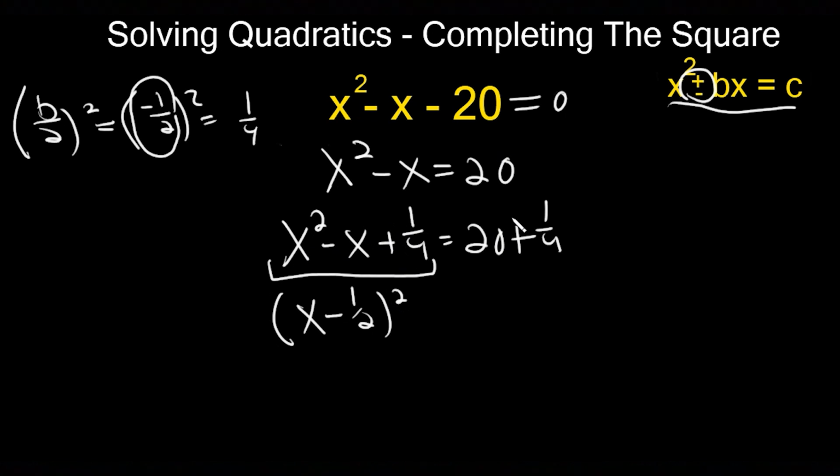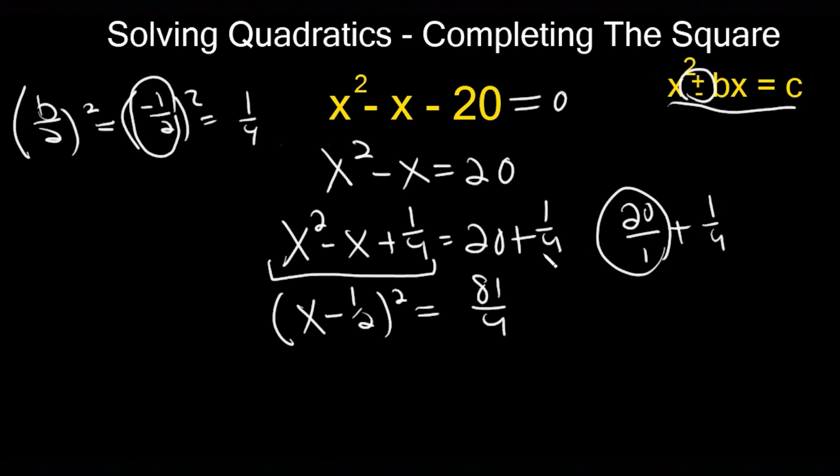And then 20 plus 1 over 4, I'm going to go ahead and combine those. So equal to, now 20 is over 1, and then plus 1 over 4. So I essentially have to multiply this fraction here, both top and bottom, by 4. That will give me 80 over 4. And then I can add the numerators. So I'm going to do 80 plus 1. I get 81 all over 4, right? That's how it's going to work out.